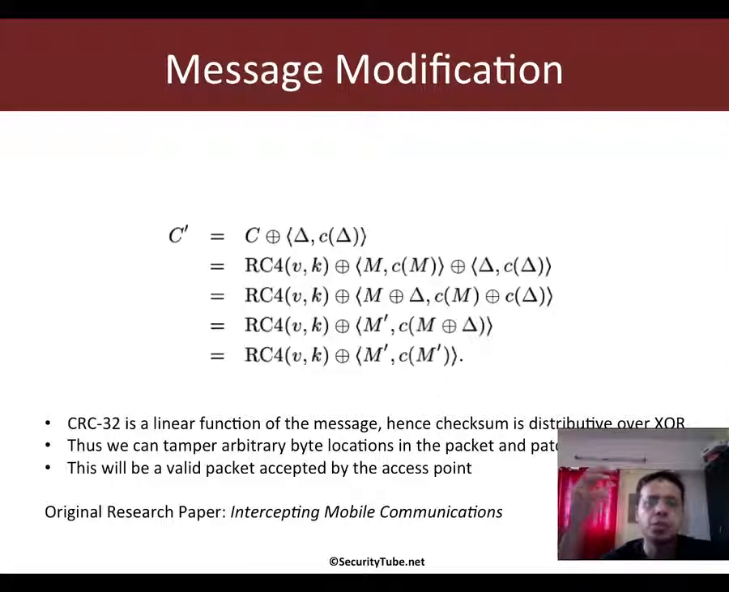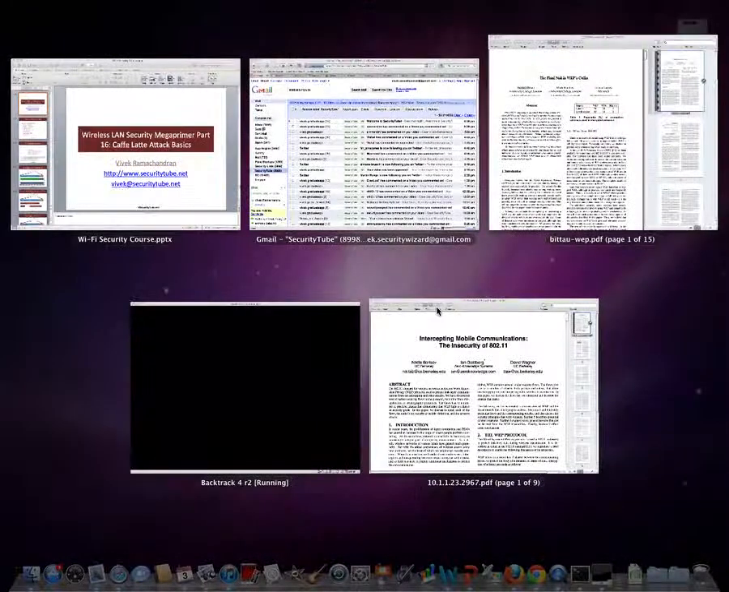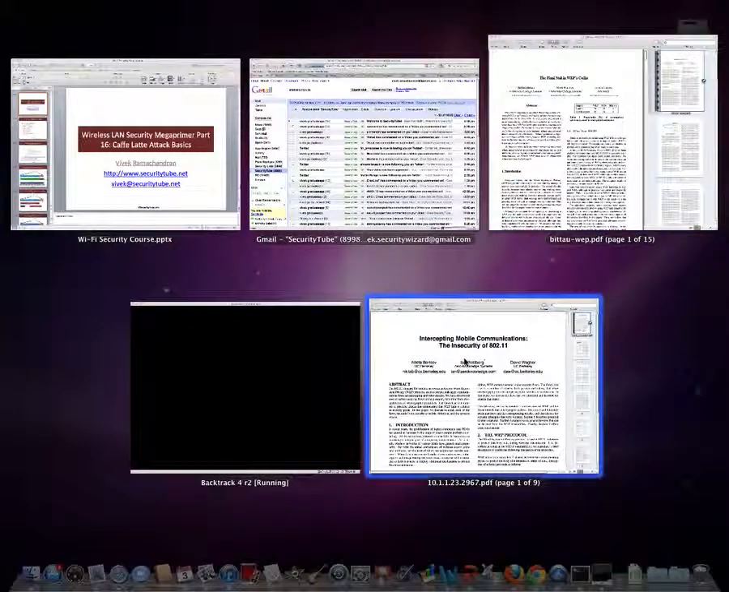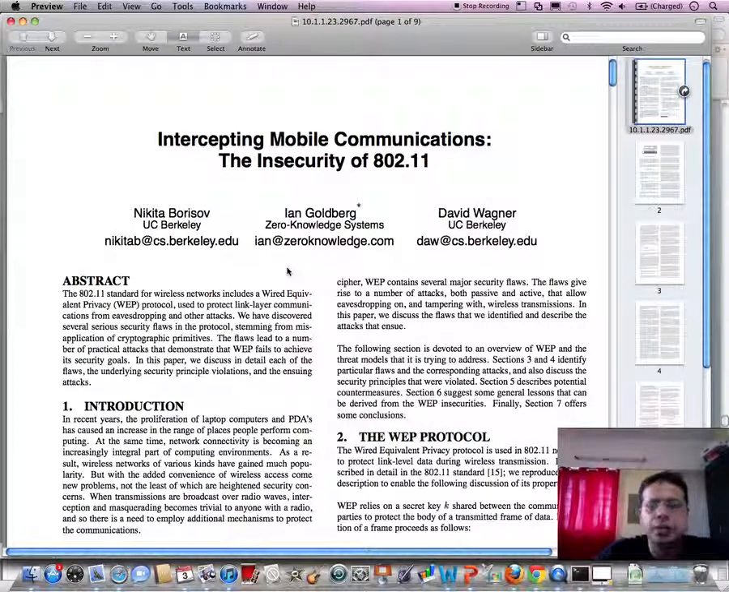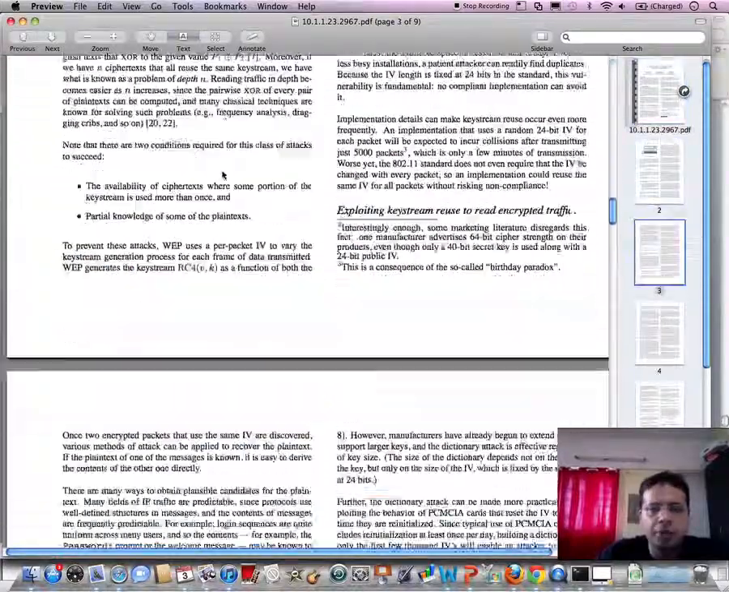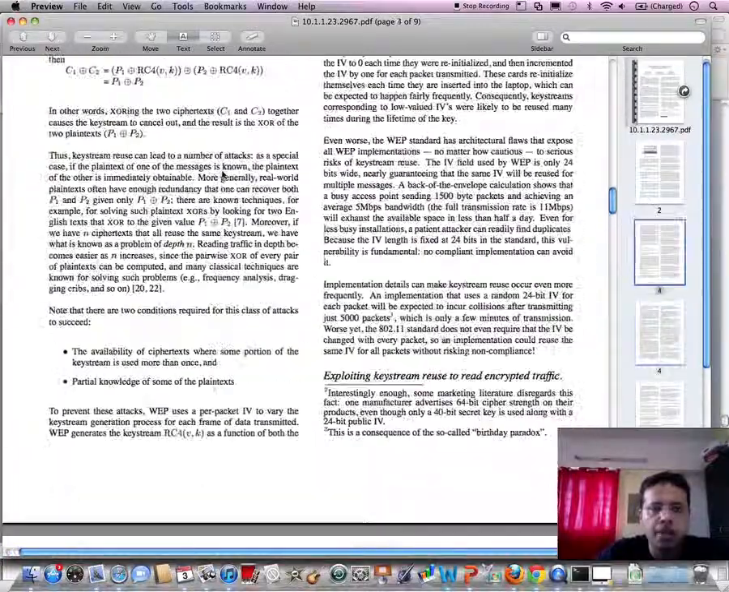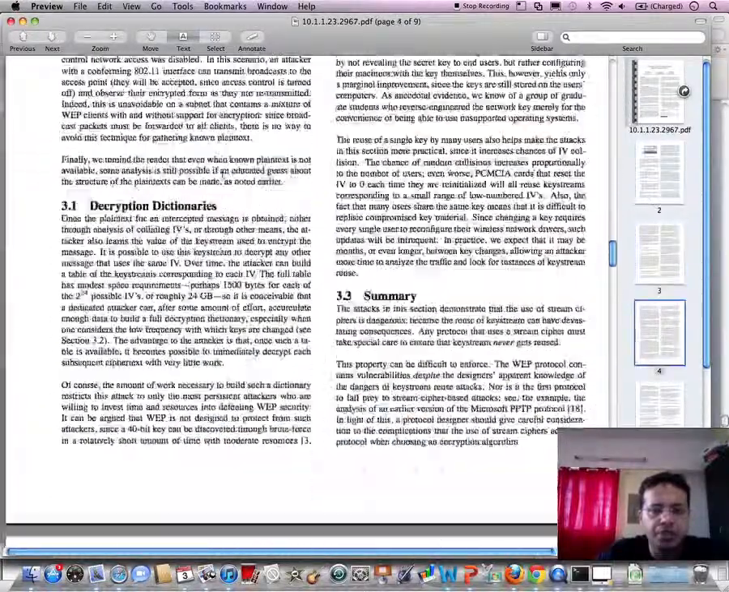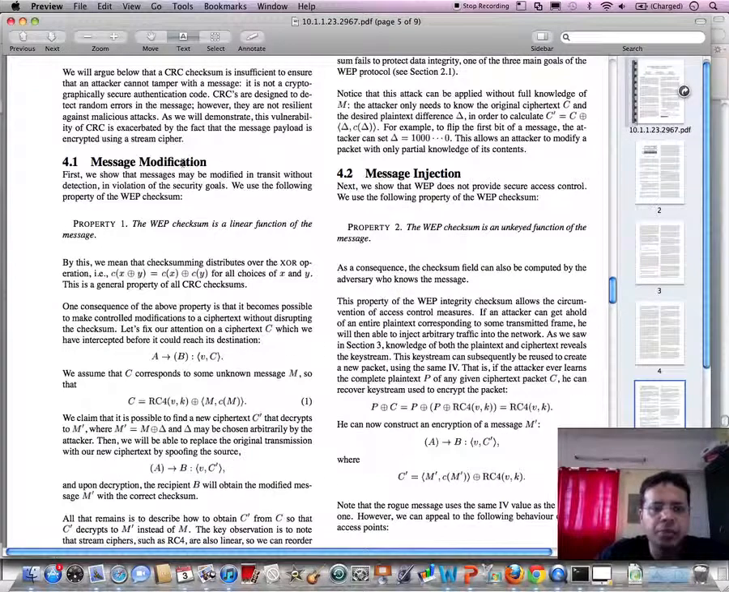So the whole basis of these injection attacks lies in the fact that WEP has a flaw which allows for message modification and injection. Now, what is meant by message modification? To draw your attention, there was a paper written very early on called Intercepting Mobile Communications: The Insecurity of 802.11. And this talks about a lot of attacks which WEP is vulnerable to. Now, the one which we are really interested in is called message modification.